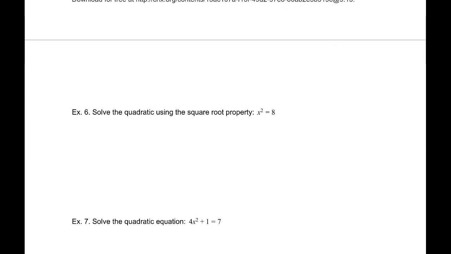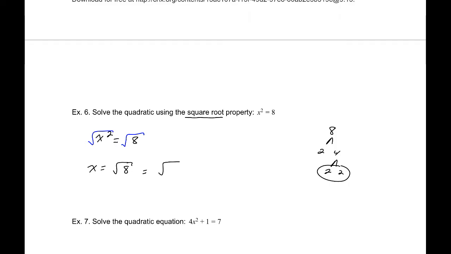Right, for number 6, we'll use a different property. Use the square root property, meaning we will take the square root of both sides of this equation. So I'm going to go ahead and write x squared equals 8. If we take the square root of both sides, this gives us x equals the square root of 8. Square root of 8 is 2 root 2. Okay, so if we consider a factor tree of all things, this is the square root of 2 squared times 2, which is 2 square root of 2.